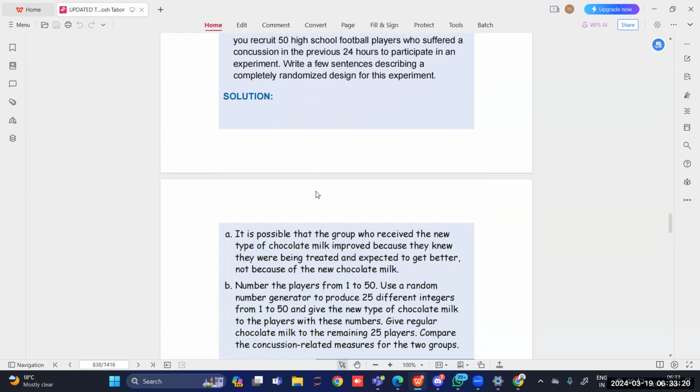So what is the reason he is giving? It is possible that the group who received the new type of chocolate milk improved because they knew they were being treated and expected to get better, not because of the new chocolate milk. The new chocolate milk doesn't contain anything that increased their energy or willpower while playing, but they thought they were given special treatment, so they gave their best in the game. That's the reason he's telling us.